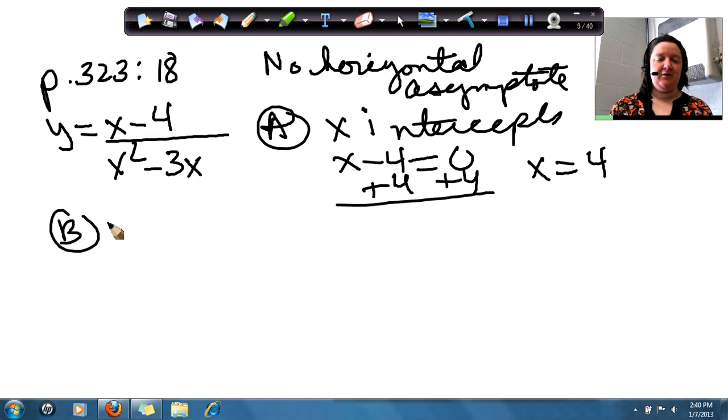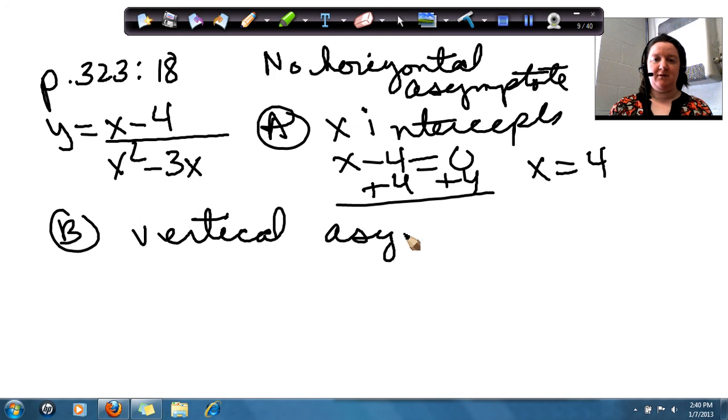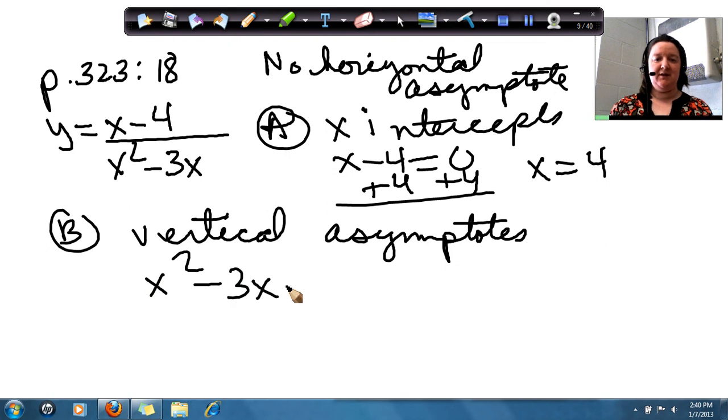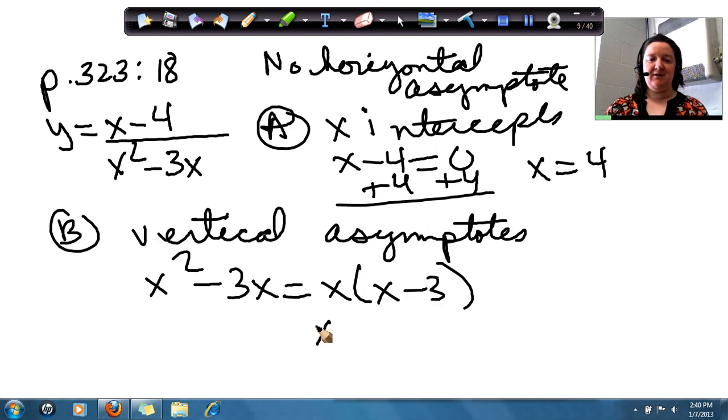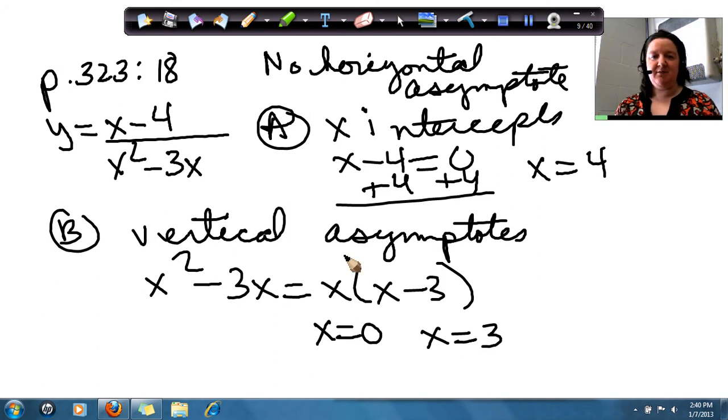And now let's look for our vertical asymptotes. Here we're going to take x squared minus 3x. And here we have a greatest common factor, so we're going to pull that out. So our two asymptotes are x equals 0, and that will give me a root of x equals 3. So now I have the majority of what I need to graph my equation.